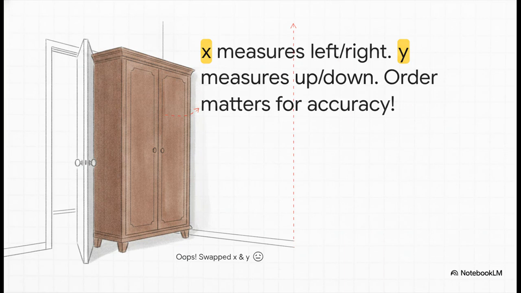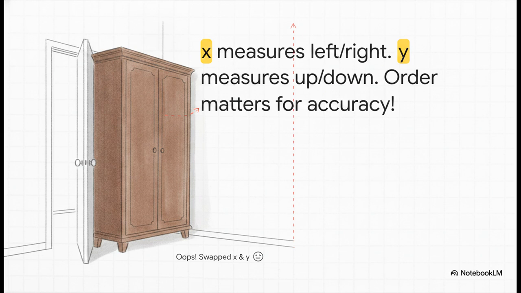And when we want to pinpoint an object, we use a coordinate pair, x, y. Now, I cannot stress this enough. The order here matters immensely for pinpoint accuracy. The first number, the x-coordinate, always measures the perpendicular distance from the y-axis. Basically, it's just telling you how far right or left you need to go. Then, the second number, the y-coordinate, measures the distance up or down.